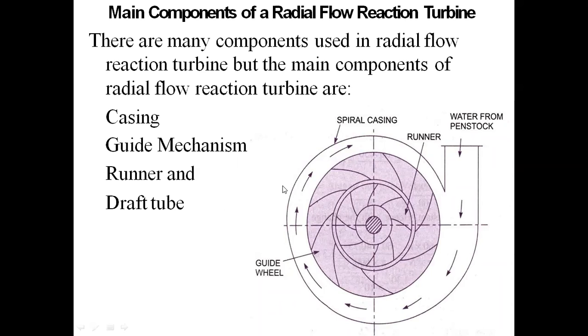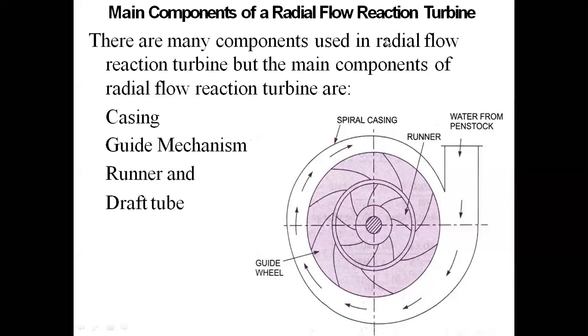So, see the main components of a radial flow reaction turbine. Here we can discuss. There are many components used in a radial flow reaction turbine, but the main components are: casing. See, this is the casing. This is the casing.